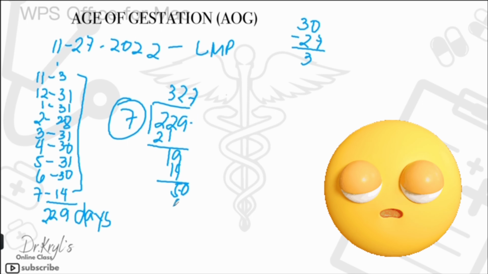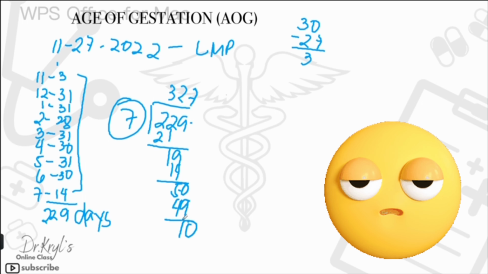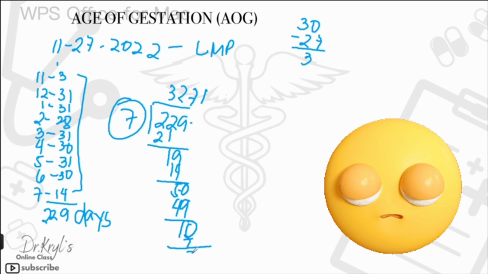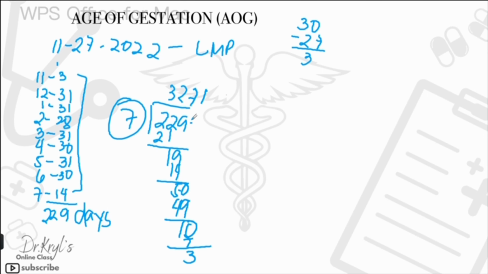So, 7 times 7 is 49. So, 1. So, we can add another 0. So, 10 divided by 7 is 1. Okay, so this is 7. So, maybe this is enough. So, we have 2 decimal points. So, 1, 2. Okay, so it is what? 32.71 weeks.